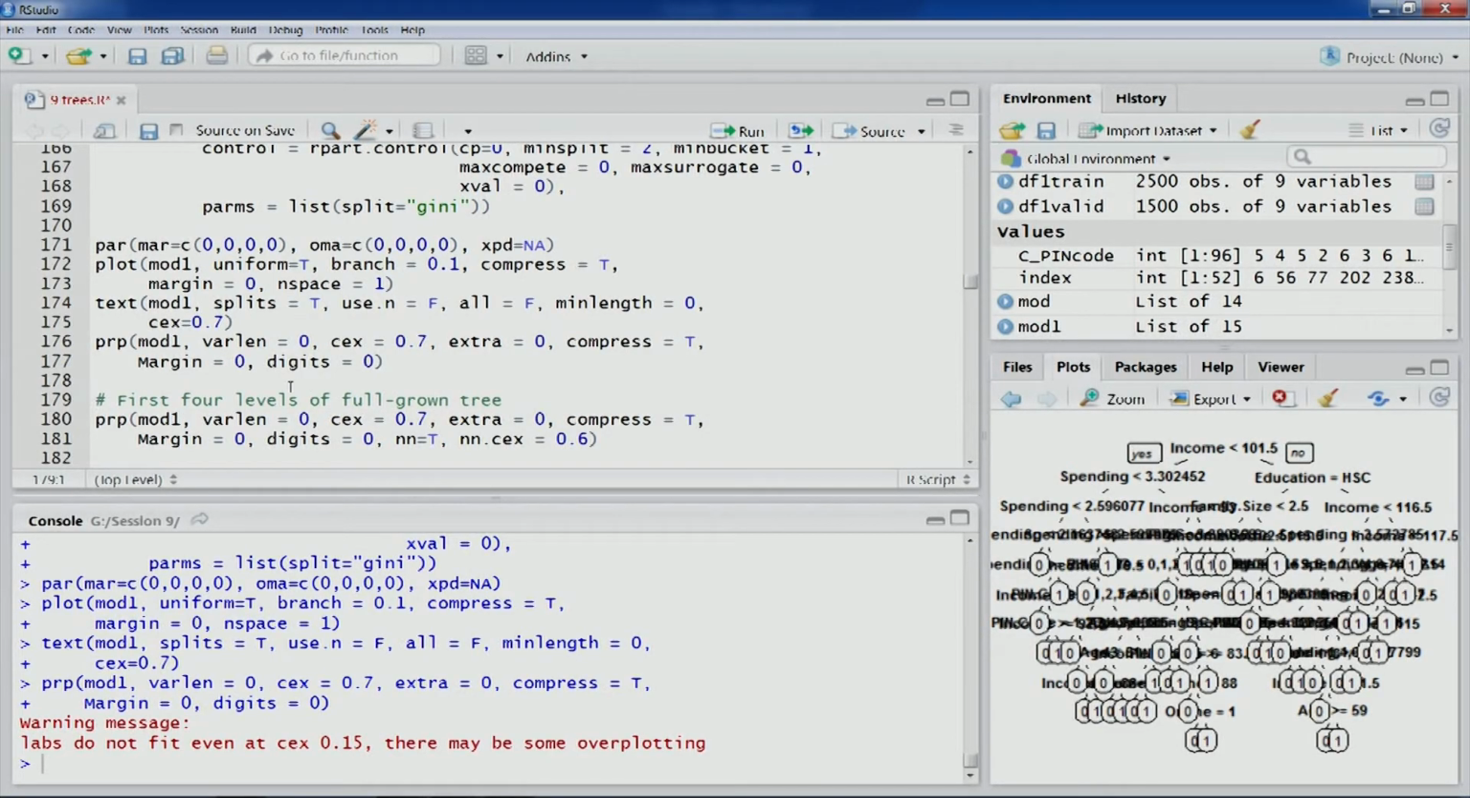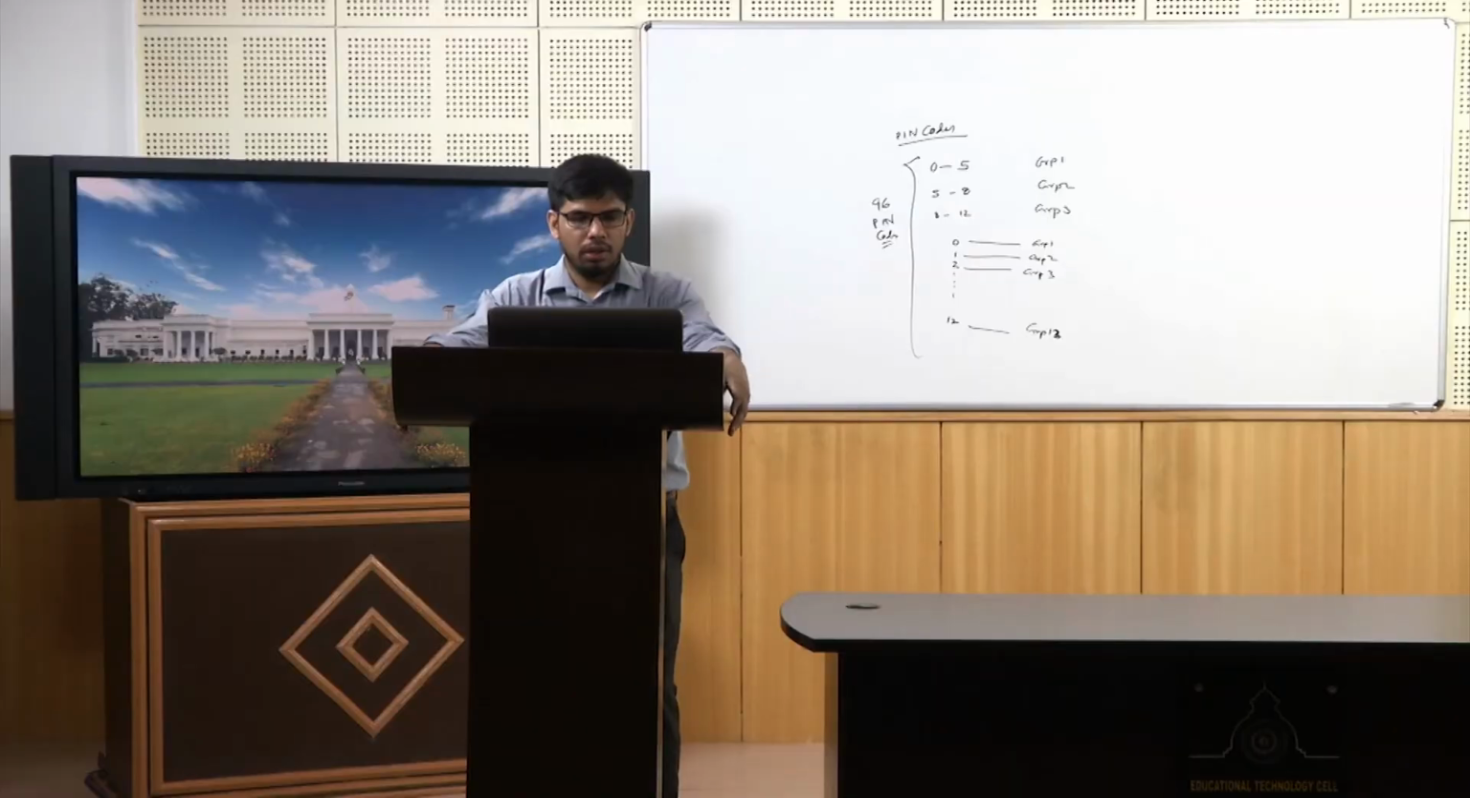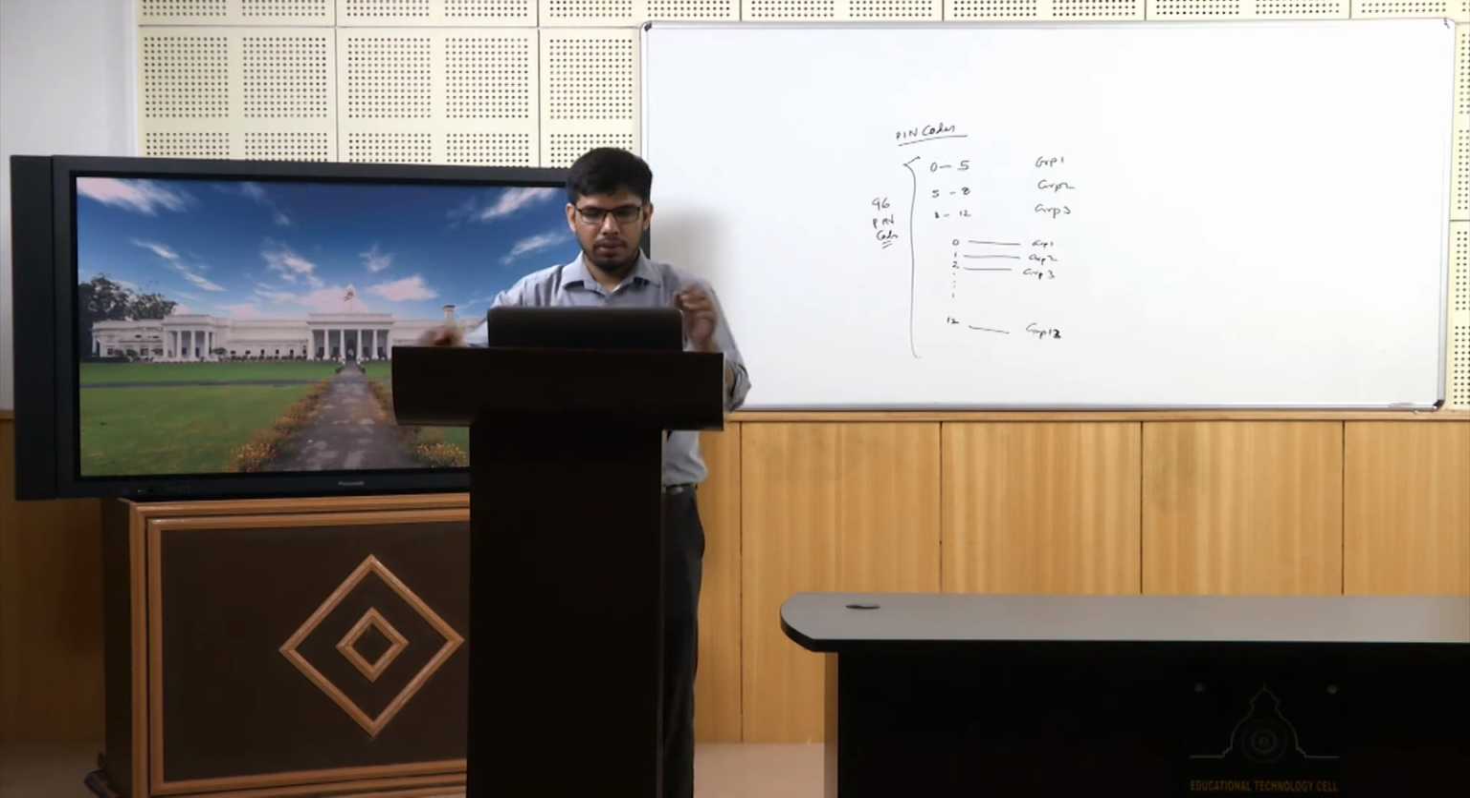So let's come back. The snipping exercise that we did with the previous data set, something similar we will have to perform in this particular case, because the full grown tree is quite large. If we want to see just the first 4 levels, so that we are able to understand what the rules are, what the important variables are, and how the split is happening, how can we go about this?